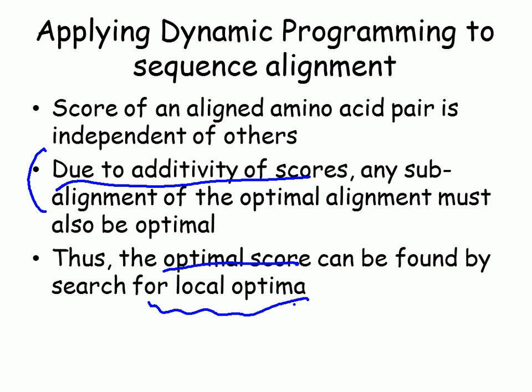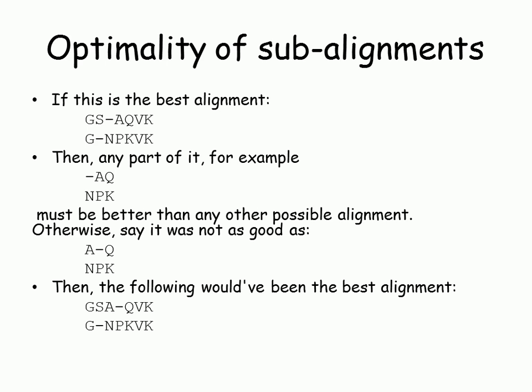And local optima has a different meaning somewhere else. By local optima, I mean the optima for smaller chunks of the alignment. Okay. So by finding the optimal solution to the smaller problems, we should be able to generate the solution to the larger problem. All right, so this shows the first point.